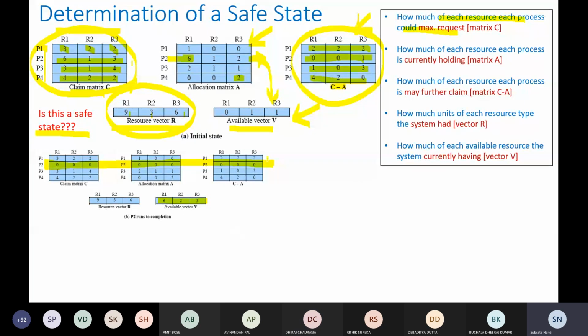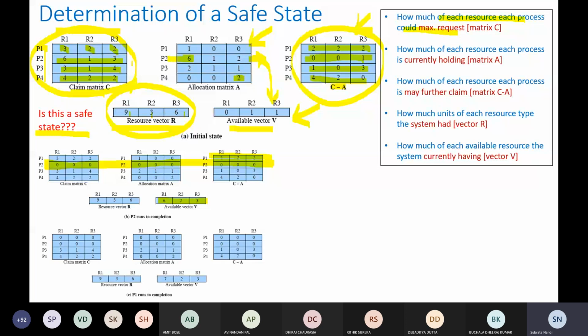So let us assume that now we choose P1. Once P1's request is satisfied, because this row is less than this, whatever P1 is holding will eventually be added to this pool, right? So now this has increased further, from 6 to 3, it has reached 7 to 3.